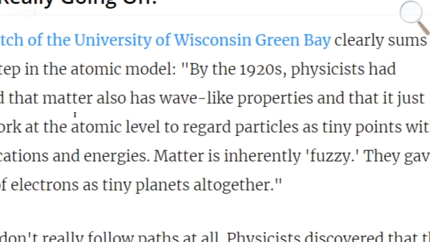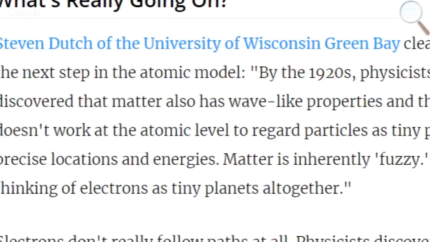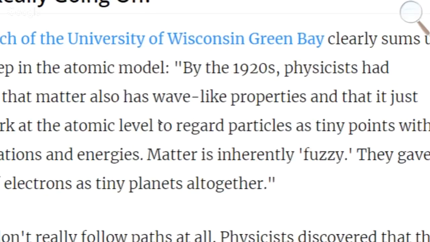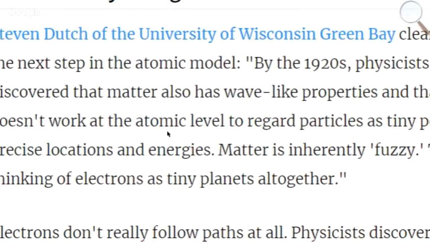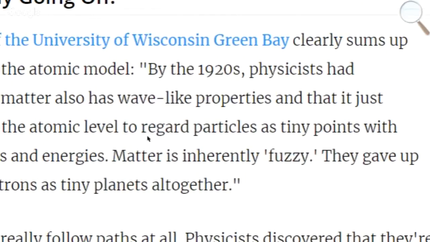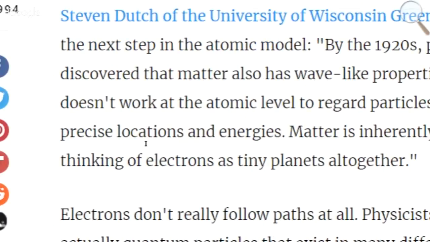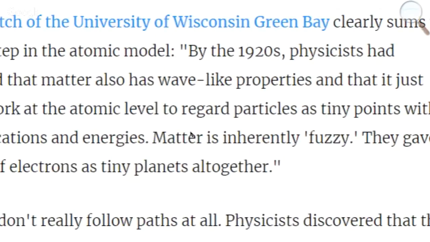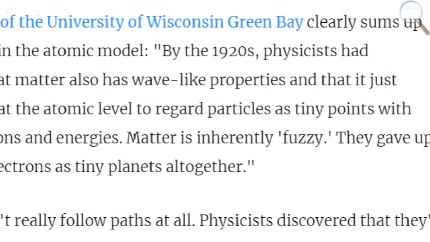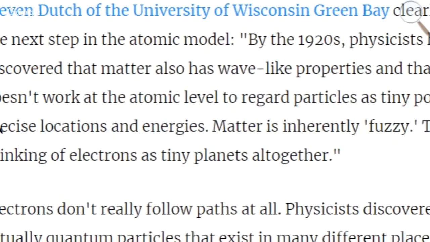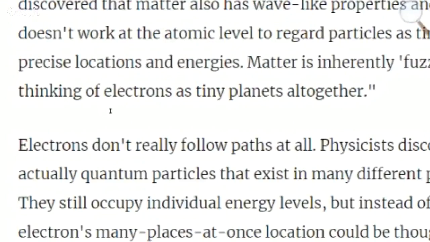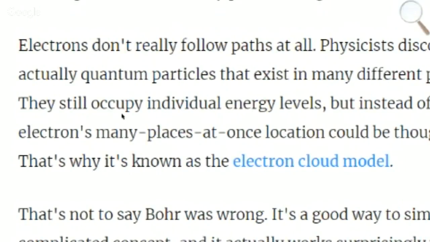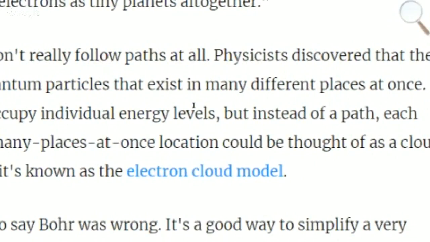By the 1920s, physicists had discovered that matter also has wave-like properties, and that it just doesn't work at the atomic level to regard particles as tiny points with precise locations and energy. Matter is inherently fuzzy. They gave up thinking of electrons as tiny planets altogether. Electrons don't really follow paths at all.